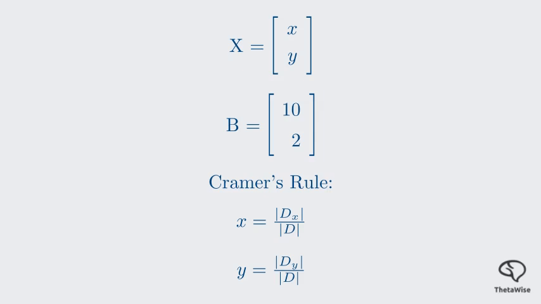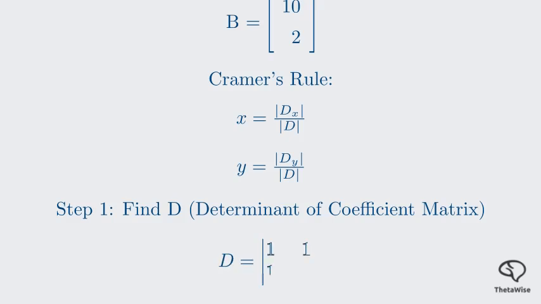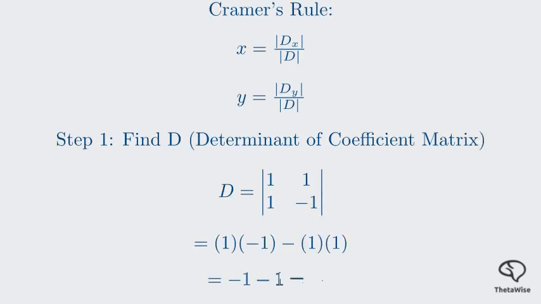D is the determinant of our original coefficient matrix. So, D is the determinant of the matrix 1, 1, 1, negative 1. Using our 2 by 2 determinant formula, this is 1 times negative 1 minus 1 times 1. This equals negative 1 minus 1, which is negative 2. So, our main determinant D is negative 2.